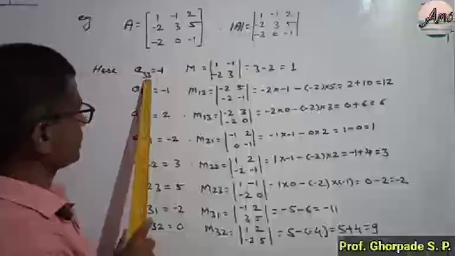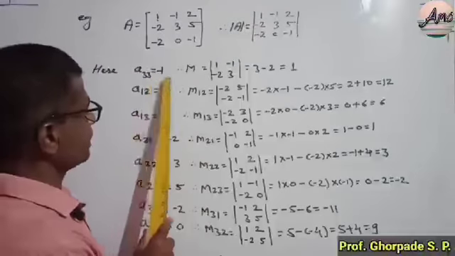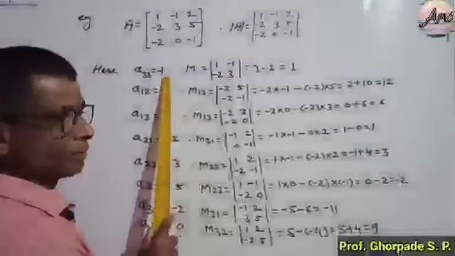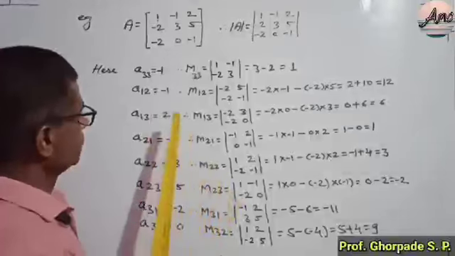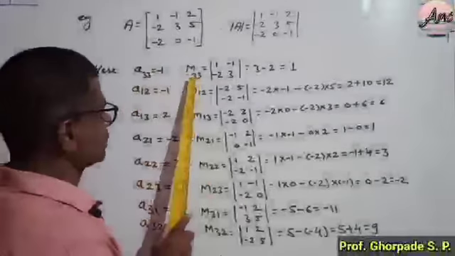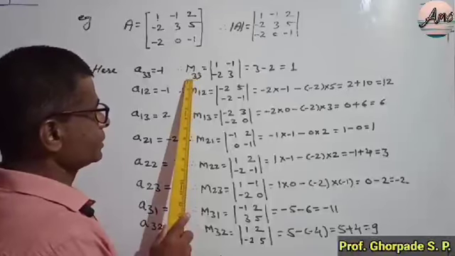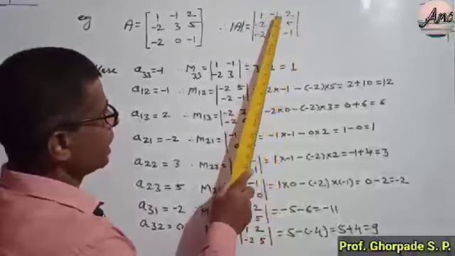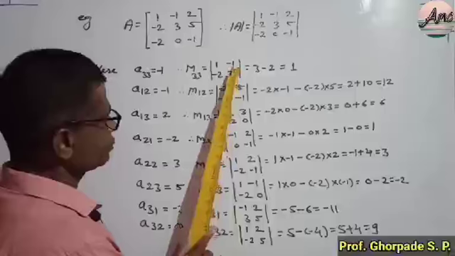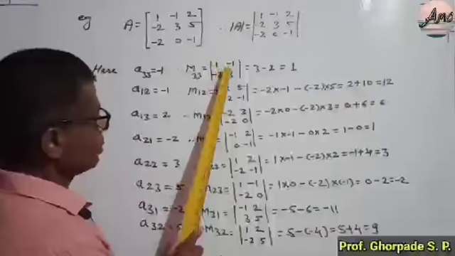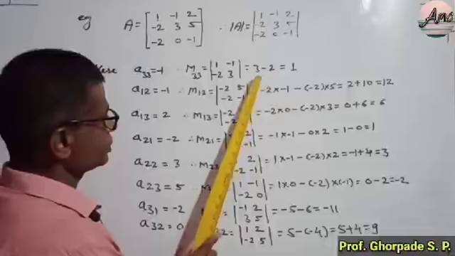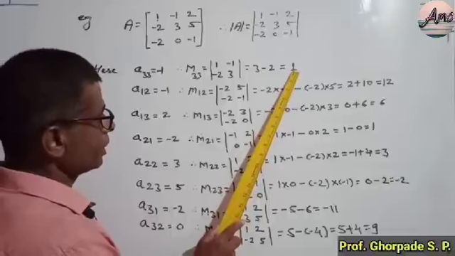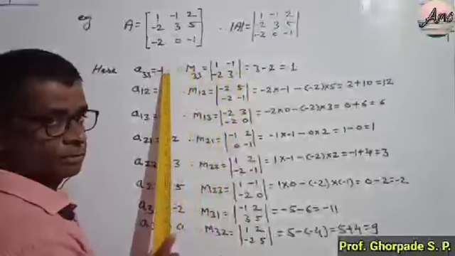A33 is the element present in third row, third column of the determinant. Third row, third column, which element is present? Minus 1. So we have to obtain the minor of this minus 1. So the minor of A33 is denoted by M33, which is obtained by deleting the third row, third column of the determinant. If you delete third row, third column, what will you get? 1, minus 1, minus 2, 3. Whose value is given by 1 into 3 is 3. Minus 2 into minus 1 is 2. So 3 minus 2 is 1. This 1 is the minor of minus 1.